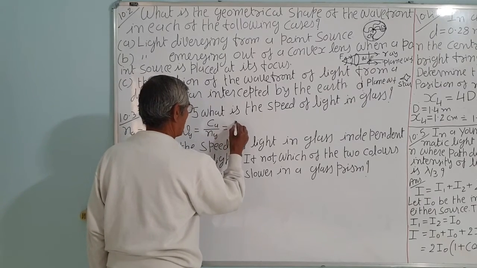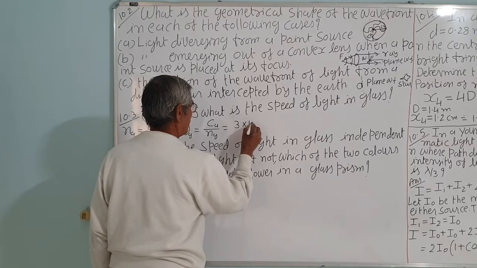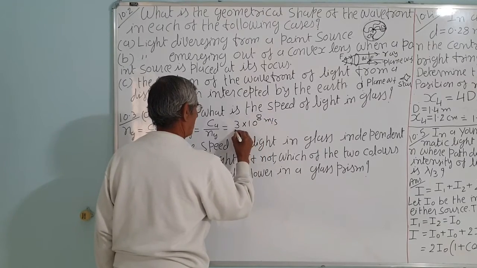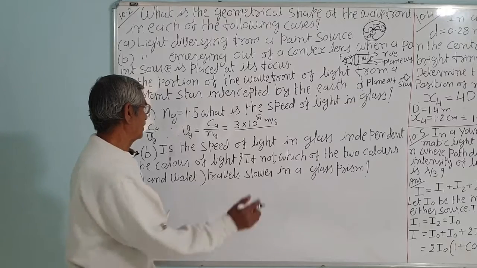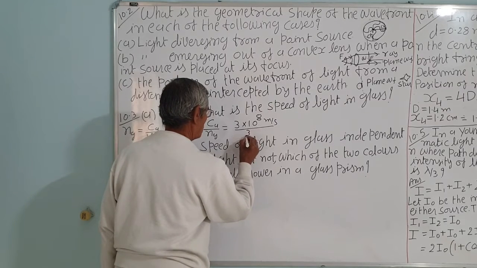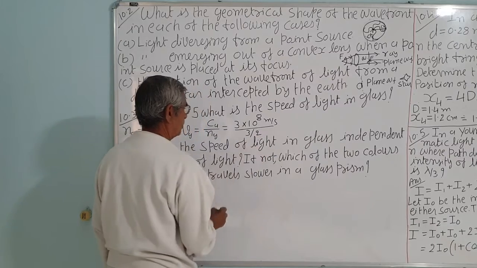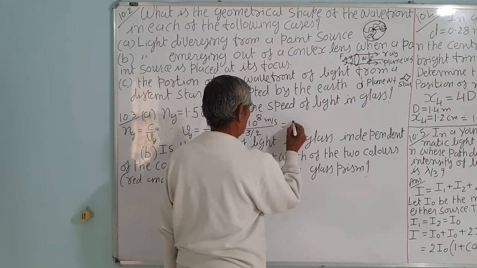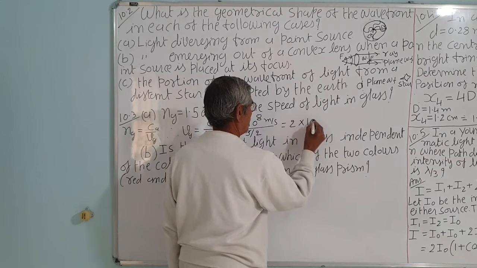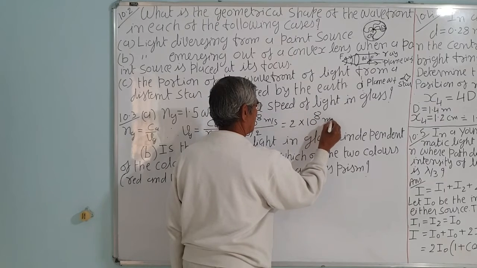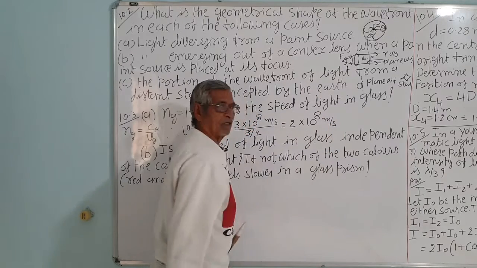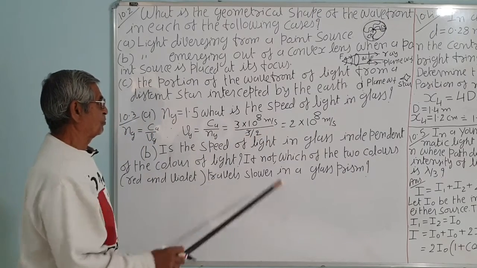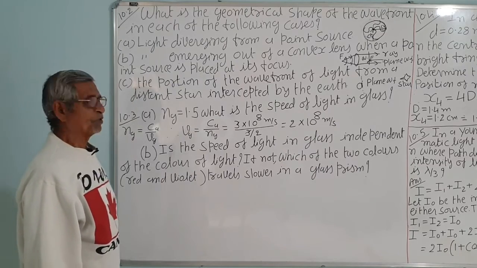The refractive index is given as 1.5, that is 3 by 2. Ca, velocity of light, you know, is 3 into 10 raised to 8 meter per second, upon refractive index 1.5, that is 3 by 2. The 3 will be cut, it will be 2 lakh kilometers, or 2 into 10 raised to 8 meter per second, correct? If it is water, it will be slightly more, about 2.5 or 2.6 like that.